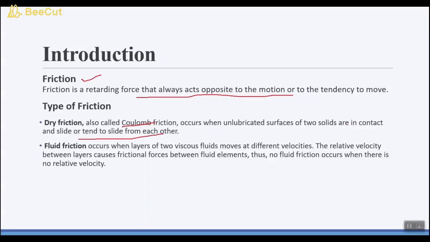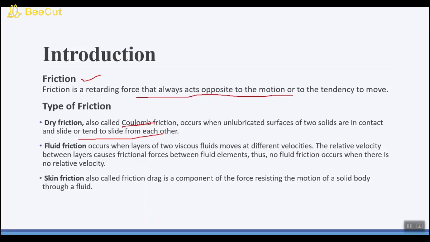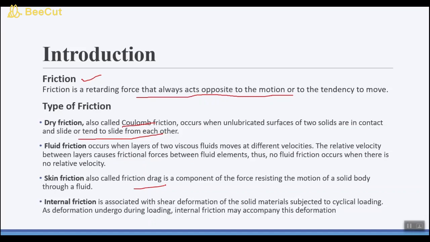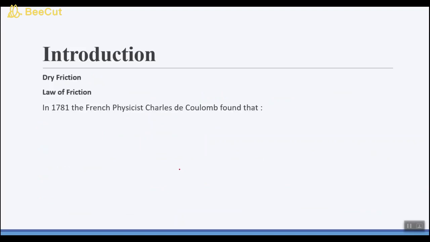The other types of friction include fluid friction, which occurs between the particles of fluids, which you will study in the fluid mechanics course. The other one is skin friction, also known as drag friction. This is the resisting force between fluid and solid. And the other one is internal friction, which occurs in the same body as a result of shear deformation. So the friction which we are going to discuss today is dry friction or Coulomb friction.